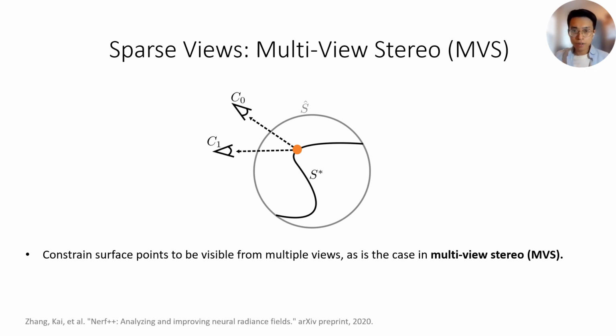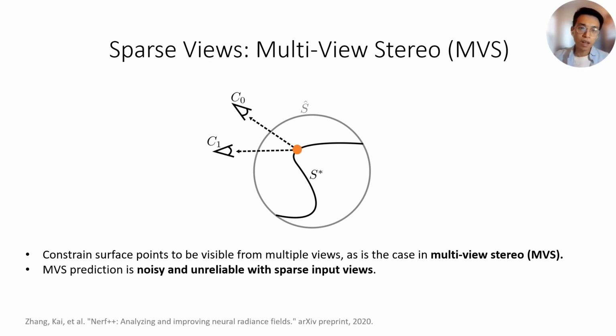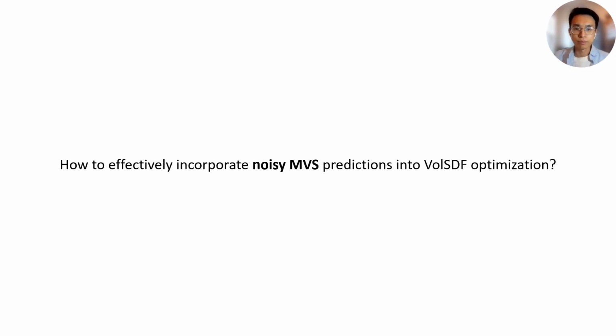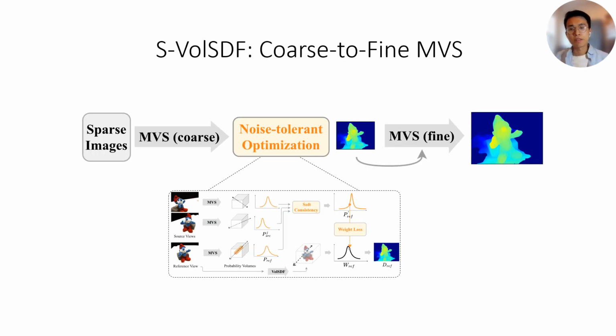So the solution is to constrain surface points to be visible from multiple views, and this is exactly the idea of multi-view stereo. However, MVS prediction is noisy and unreliable with sparse input fields. So the question would be how to effectively incorporate noisy MVS predictions into VolSDF optimization. And this leads to our method.